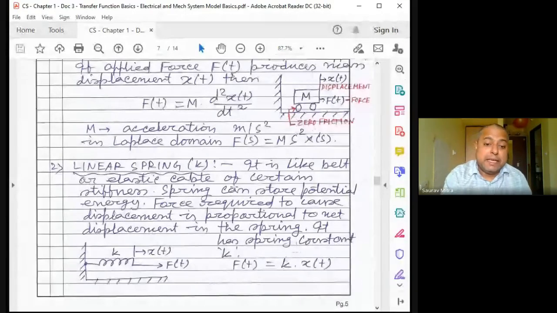Then there is the linear spring. This is the third, actually. Okay, fine, let us do it in the second thing. Somebody is asking some question, let me see. Abrar is saying yes, fine.